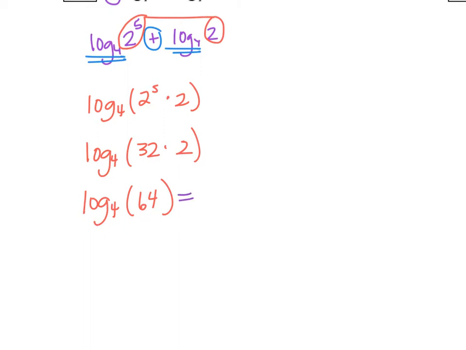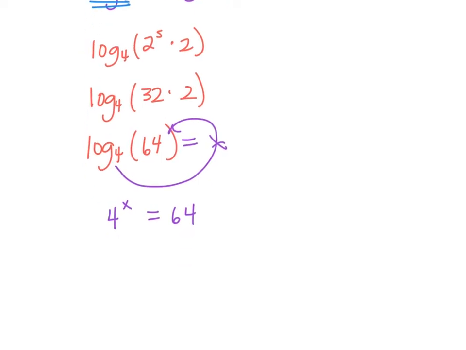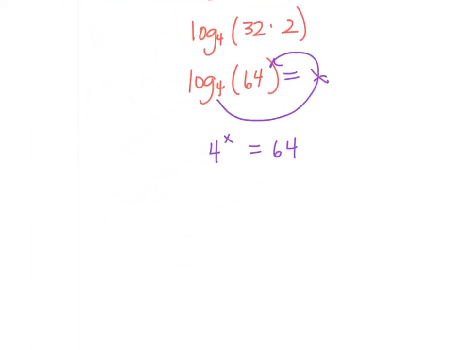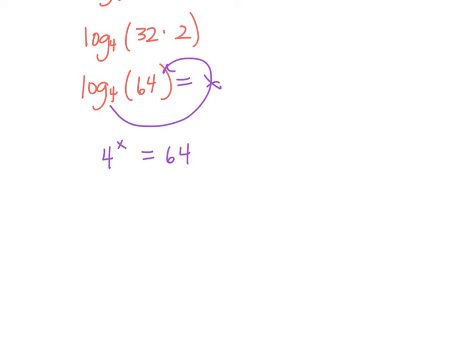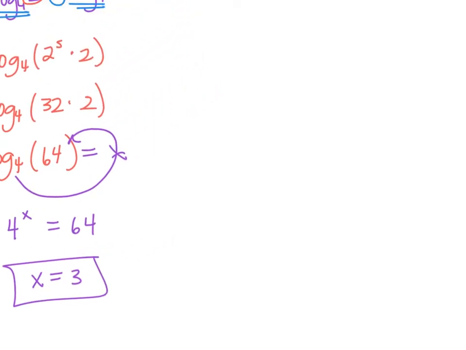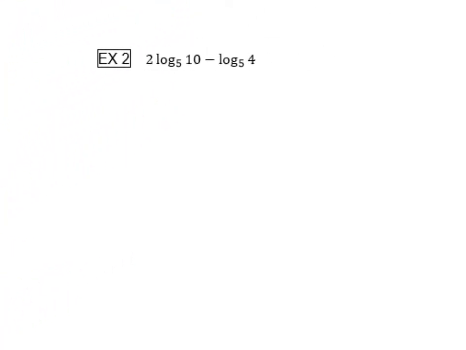Now we go back to the first lesson that we learned and say, all right, we know that that's equal to x. You start with your base, work your way around, and write this in exponent form. So 4 to the x power is equal to 64. So 4 raised to what power is 64? And that is going to be 3. All right. Next example.